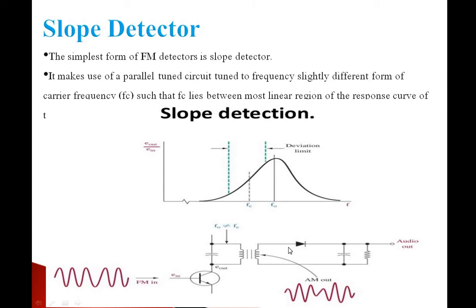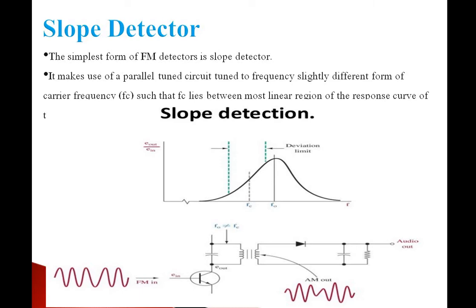That is given to the frequency discriminator part. Here the input frequency modulated signal is given to the discriminator, and again you will get the AM output, and from here you will get the output. So the slope detector is one of the simplest forms of the FM detector. As I have said, we have two types: slope detector and balanced slope detector.